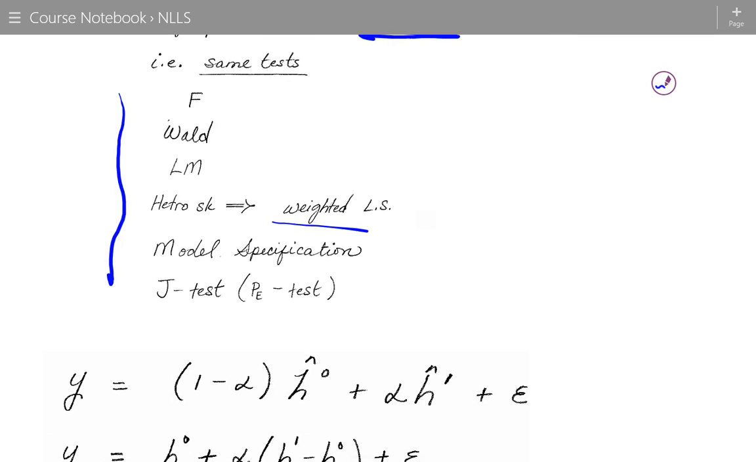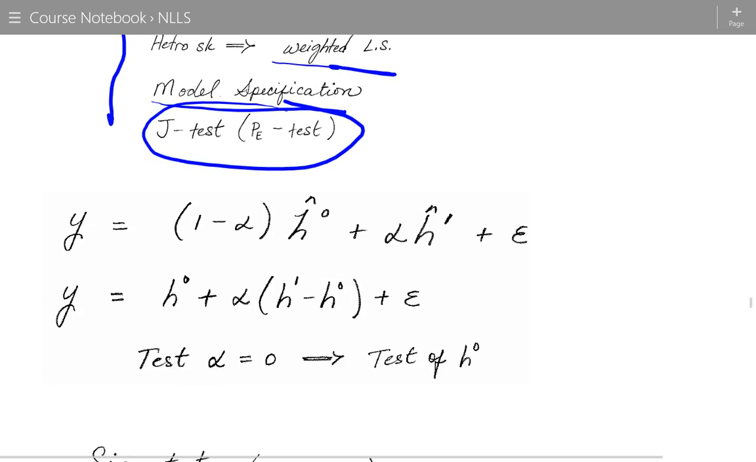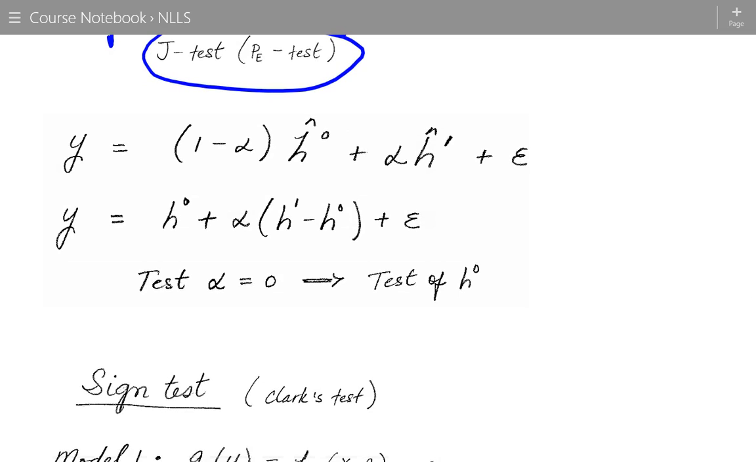You can do weighted least squares. You can do model specification tests. You can do tests that compare across models. For example, there is the J-test, which I have here as follows. The J-test is that you estimate your function under one model, and you estimate your function under another model. So this is model 0 and model 1.